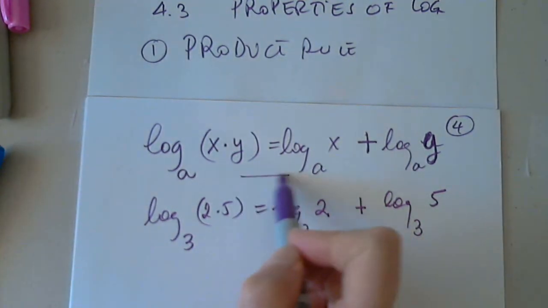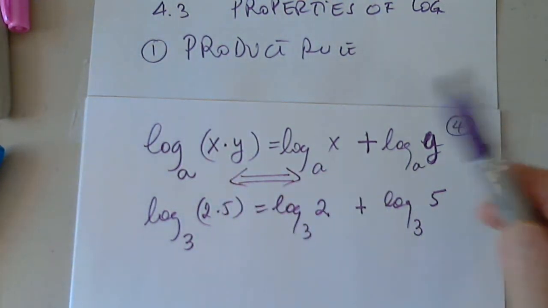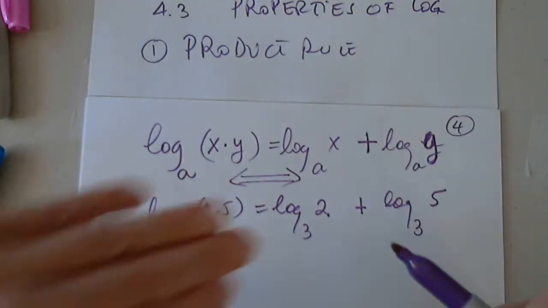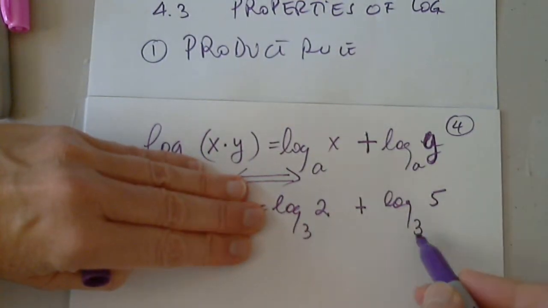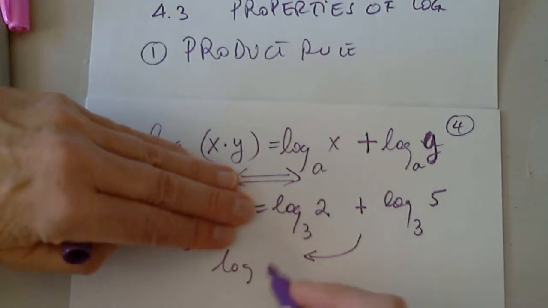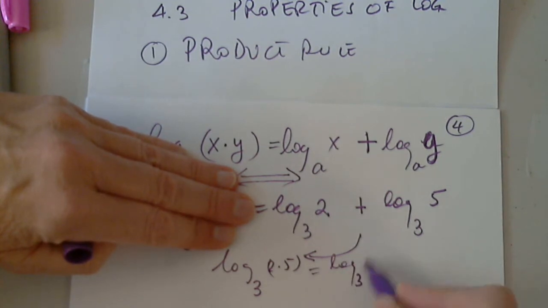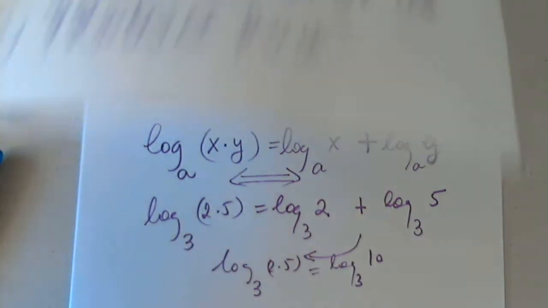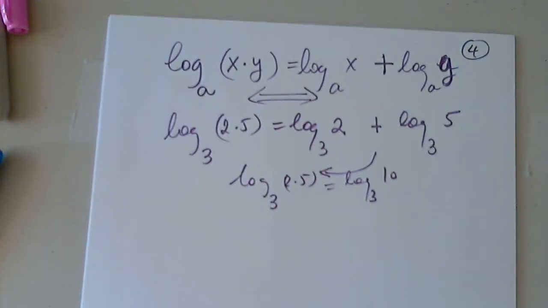Also, this formula or property or rule has to be understood from left to right and from right to left. If I'm given this and they have the same base, I should be able to go back and say, oh, I know this is log base 3 of 2 times 5 or log base 3 of 10. So from left to right as well as from right to left. This is the first rule.